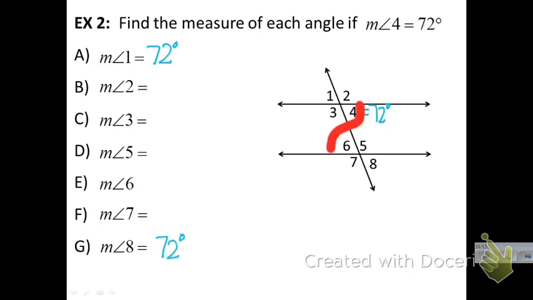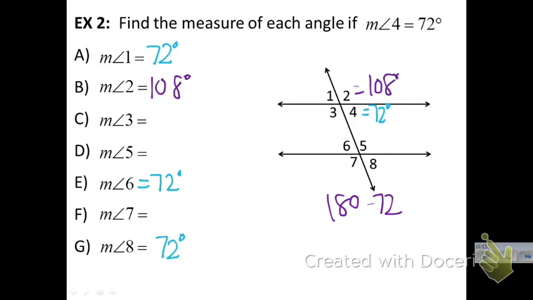The next pair are the ones that make the S. They're the alternate interior angles, and those are congruent as well. So I'm going to write that angle 6 is also 72 degrees. From here, I'm going to look at 2 and 4. 2 and 4 are adjacent and form a line, so I know that those 2 angles have to add to be 180 degrees. So if I take 180 and subtract 72, I get 108. So 2 is 108 degrees.